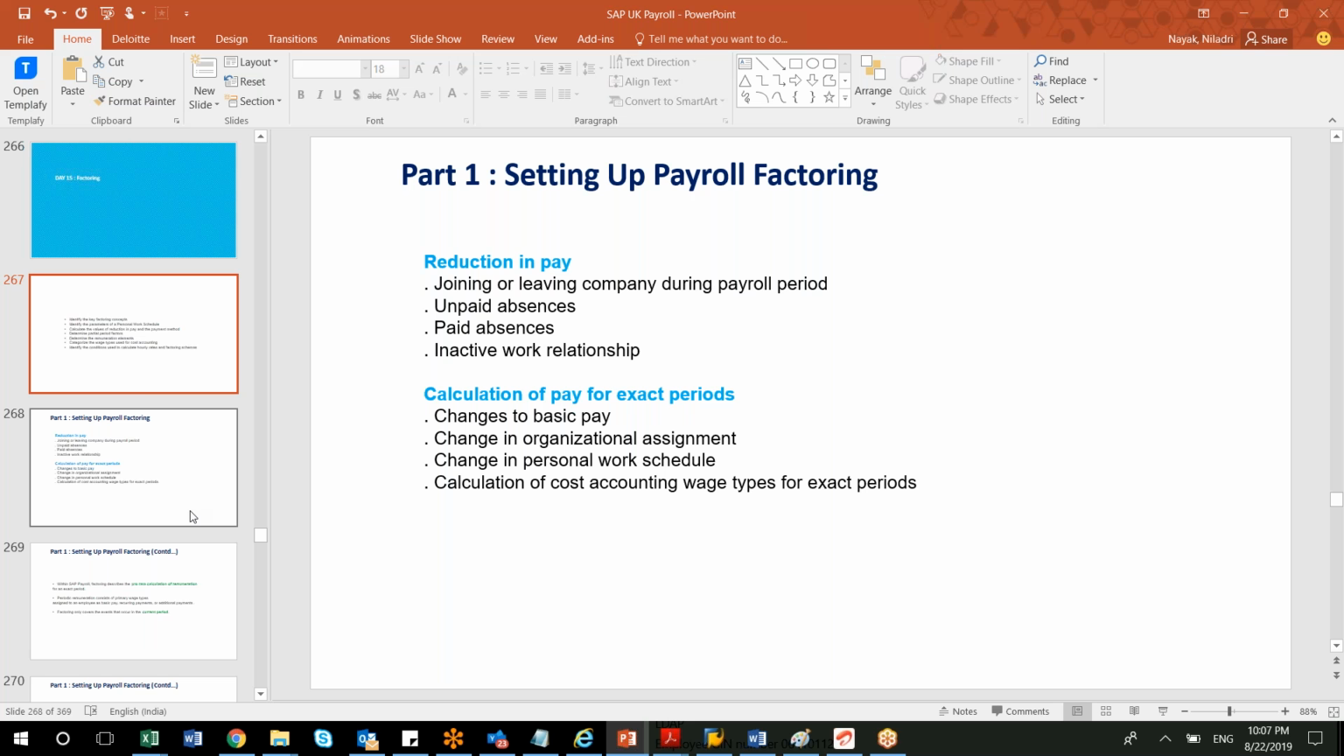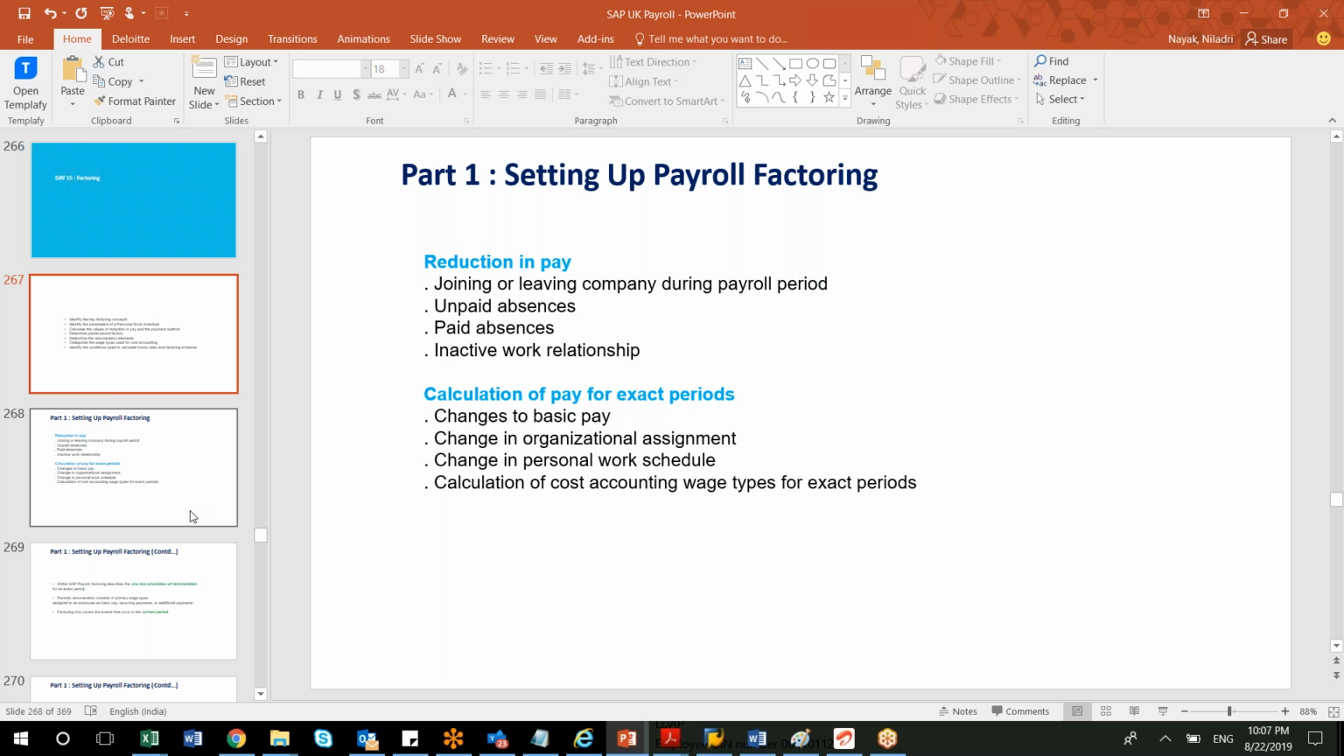So from a concept point of view, I have divided the entire topic into three parts. First, I will start with the basic concept of payroll factoring. It can be a reduction in pay, as you know. For reduction in pay, I'll be giving one example.